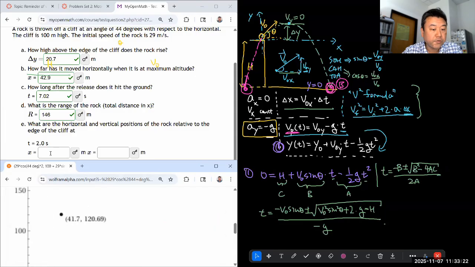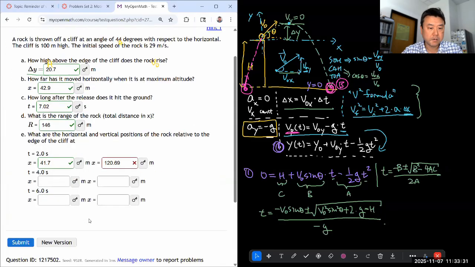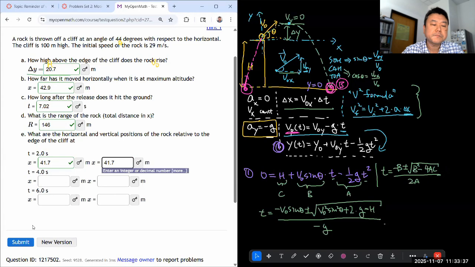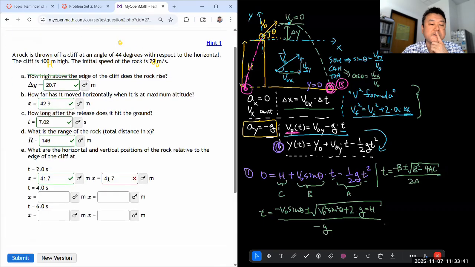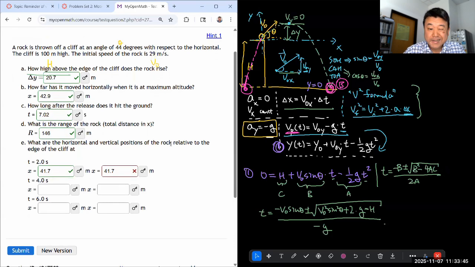41.7, 120.69. Good. Wait, why isn't that correct? Oh, maybe it's possible. Oh, no. It's because I went too fast and didn't read the question. It said relative to the edge of the cliff.